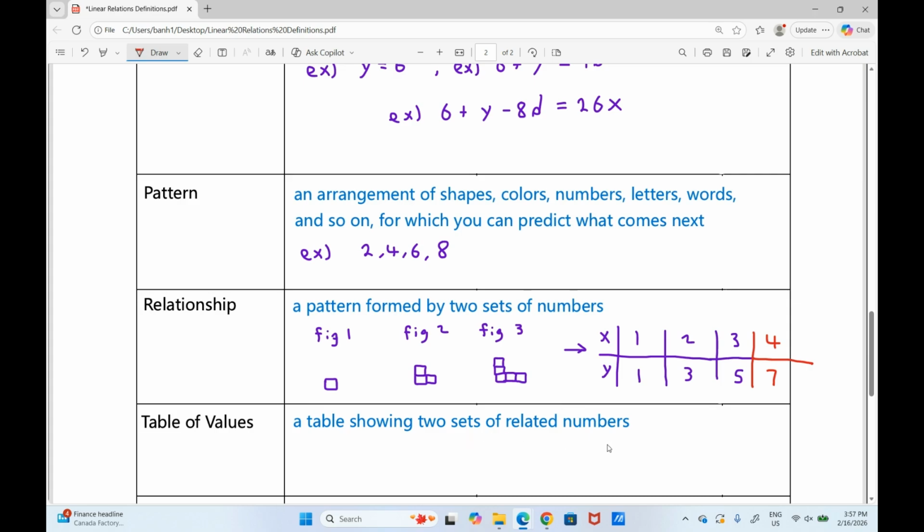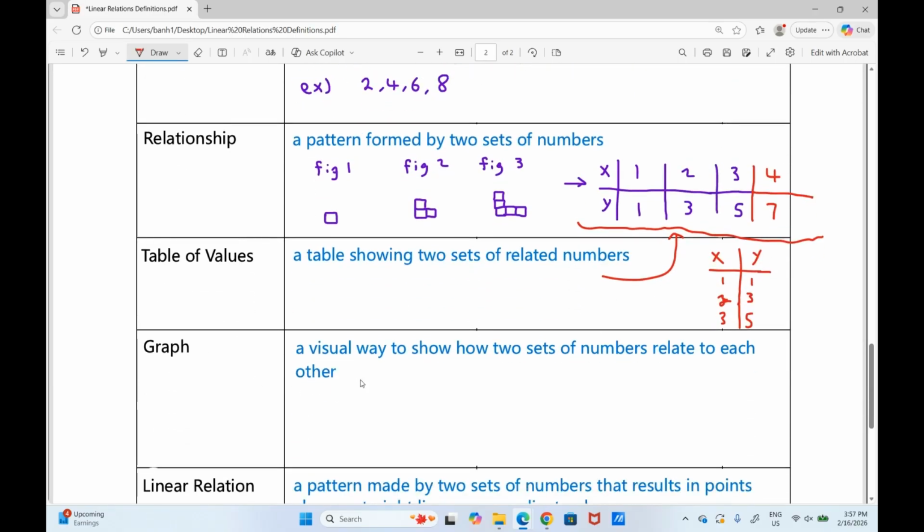So this would be an example of a table of values. We can also write a table of values vertically, like this as well, where I have X and Y, and then I would still write the same table out, and I can still relate it. So a table can be horizontal or vertical. It's truly up to preference in this case.